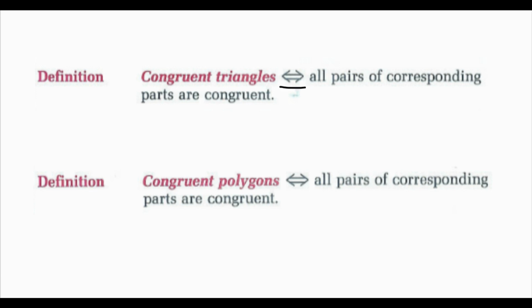Now this double arrow symbol means a reversible statement. So I can have my if first or my then first, and I'll still have a true definition. If I have congruent triangles, then all pairs of corresponding parts will be congruent. Or I could say if all pairs of corresponding parts are congruent, then I will have congruent triangles. Likewise, a congruent polygon is a polygon that has all pairs of corresponding parts congruent. Or if all pairs of corresponding parts are congruent and the figure is a polygon, then I would have a congruent polygon.